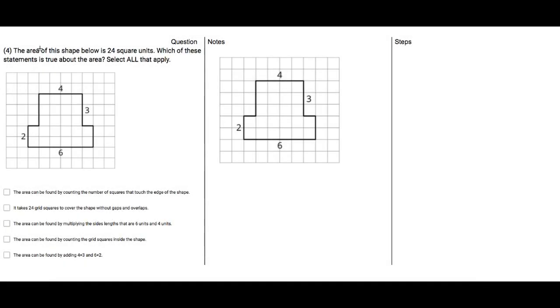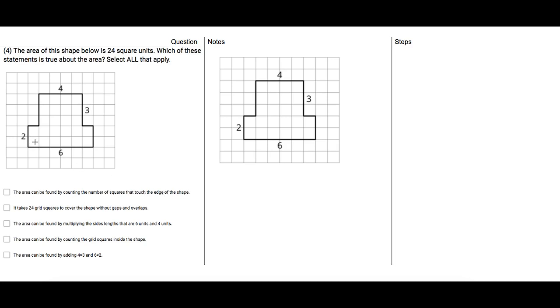The area of the shape below is 24 square units. Which of these statements is true about the area? Select all that apply. So it's giving us that the area is 24 square units. The area can be found by counting the number of squares that touch the edge of the shape.